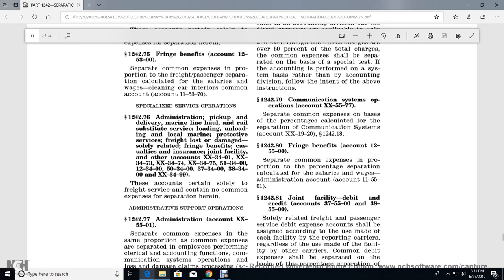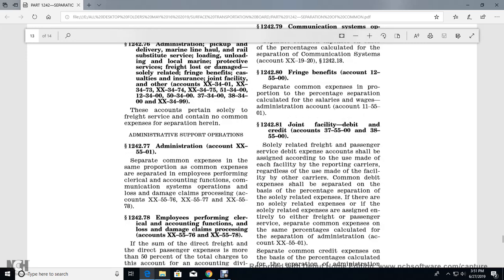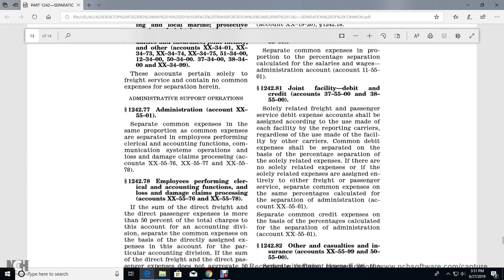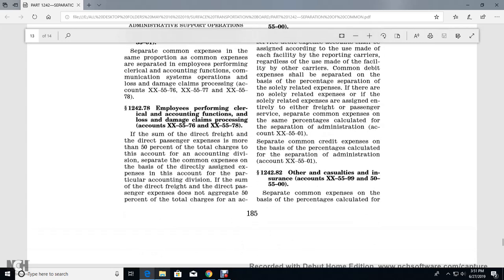Or the accounts pertaining solely to the freight service that contain no common expense to be separated here and then administrative support operation 1242.77, administrative account X5501, separate common expense, the same portion of the common expense separated with employees performing the clerical accounting function with the communication system operation, and for damage claims processing accounts X5576, 5577, 5578. Or 1242.78, the employees performing the clerical accounting function with the loss and damage claim processing 5576.